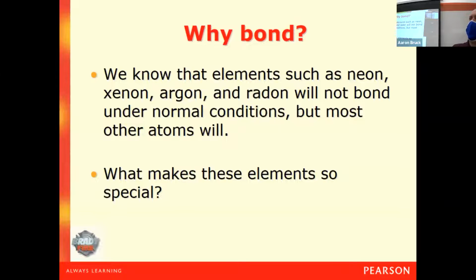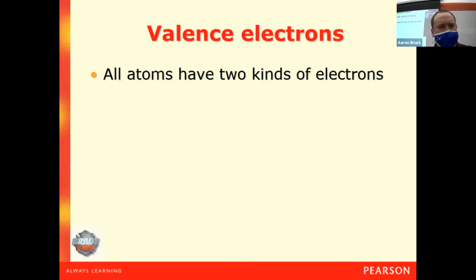If we can understand why these guys don't bond, that might provide us a little bit of context for why all of these other ones do. So the real question is, why are these ones special? What do they do that's so different? And to answer that question, we have to understand a concept known as a valence electron.